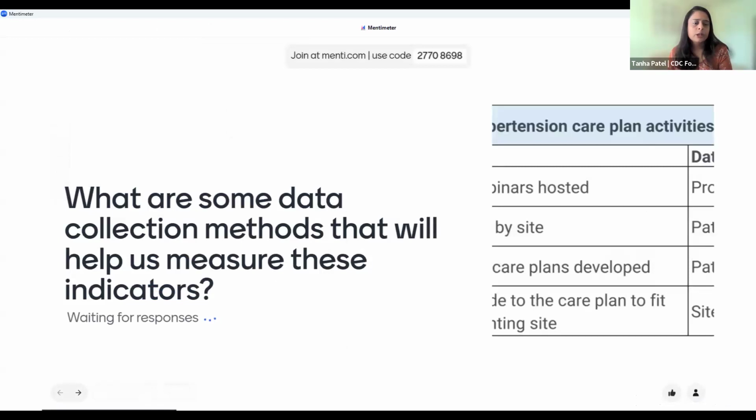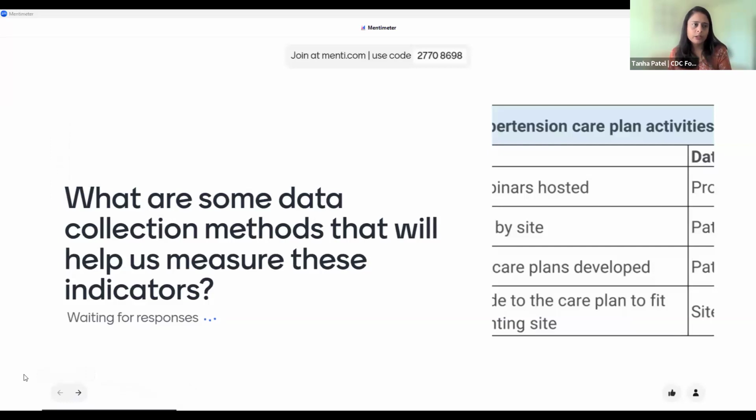All right, so with this activity, we'll build out our data collection methods for the indicators that we identified and then see how we can answer our evaluation questions. So let's build out the first question. Again, Mentimeter has the space where you can answer the information.